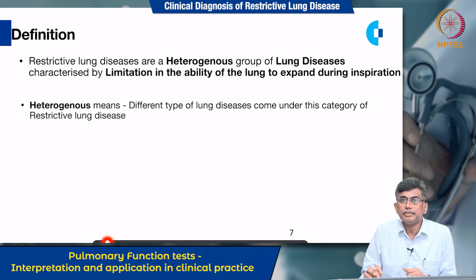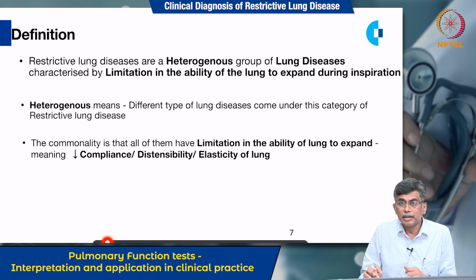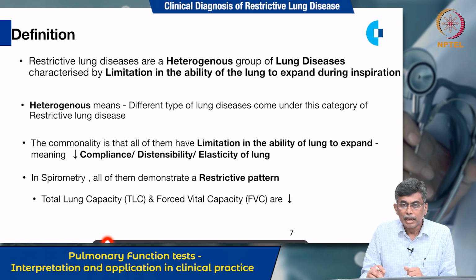What do we understand by the word heterogeneous? Heterogeneous means different types of lung diseases come under this category, and the commonality among all these different types of lung disease is that there is a difficulty or limitation in the ability of the lung to expand during inspiration. What it means is that there is decreased compliance, distensibility or elasticity of the lung. In spirometry, all these restrictive lung diseases have a reduced total lung capacity and forced vital capacity.